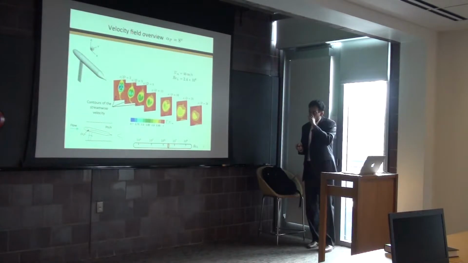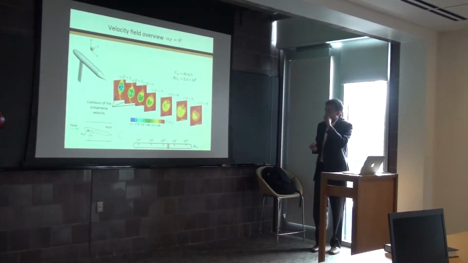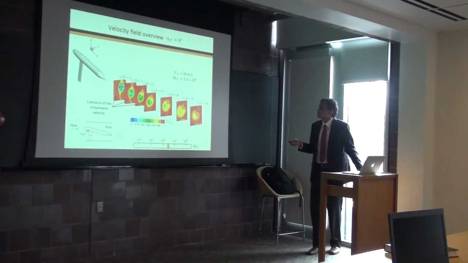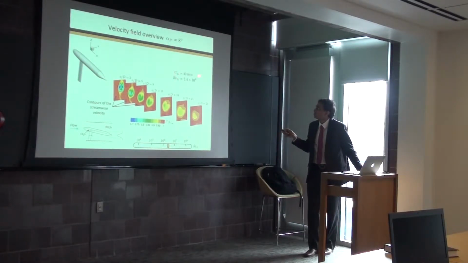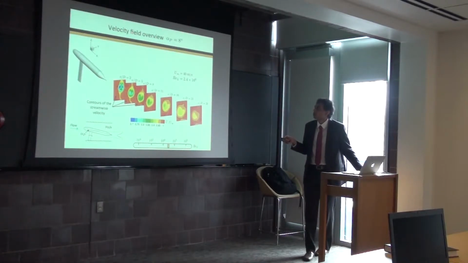So let's jump straight into a visualization of these results. So what do we see here? We see a scaled model of the submarine. The flow is from left to right. The submarine is pitched, in this case at an angle of 8 degrees. The free stream velocity is 40 meters per second, the Reynolds number 2.4 million, as I mentioned. We look at contours of the streamwise velocity, suitably non-dimensionalized, and we look at the wake evolution moving from 2 to 26 diameters downstream of the trailing edge of the model.